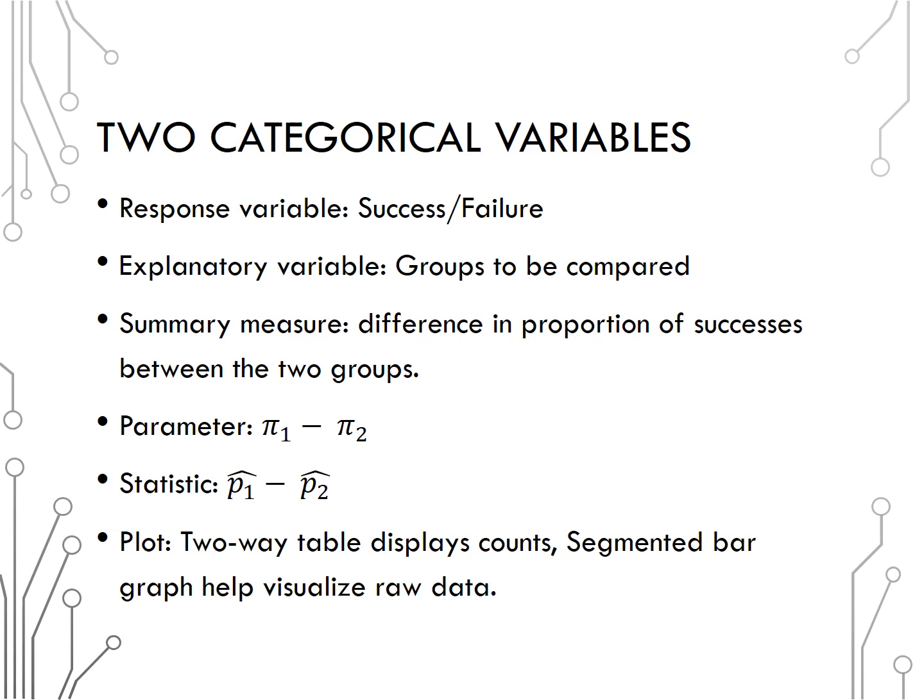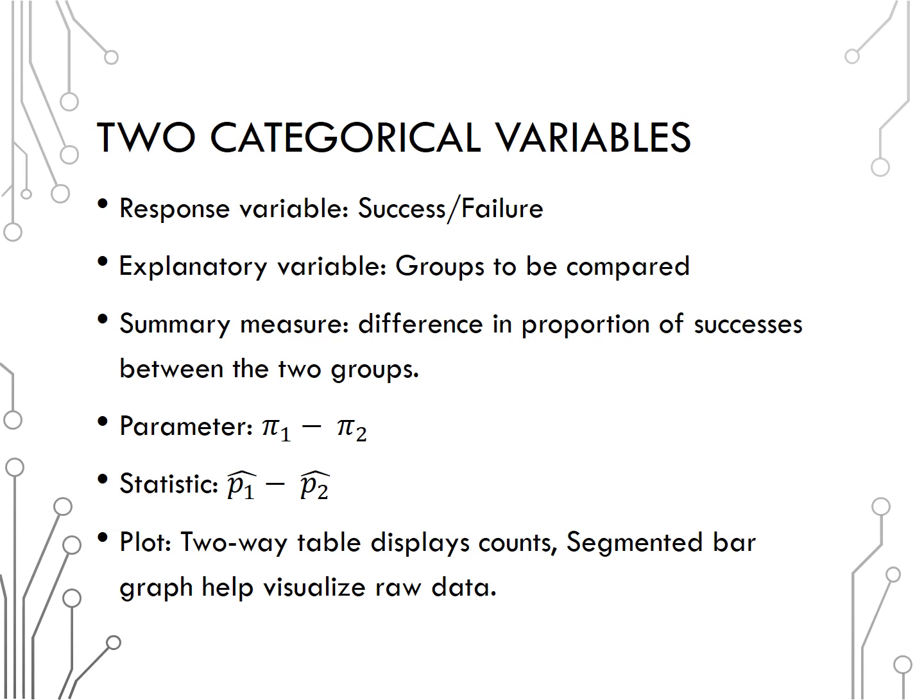The parameter for the difference in proportions will be pi1 minus pi2, or the difference in true proportion of success between groups 1 and 2. The subscripts 1 and 2 define our groups, which means they come from the explanatory variable. Our statistic would be p hat 1 minus p hat 2, or the difference in sample proportion of successes between group 1 and group 2. It is extremely important to define your subscripts. In other words, tell me what 1 represents and what 2 represents. Or you could use words or letters in the subscript to make them informative.